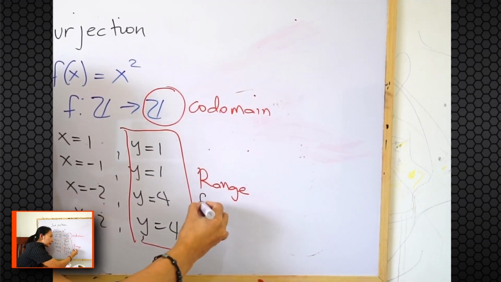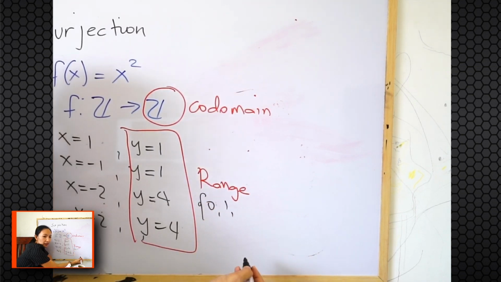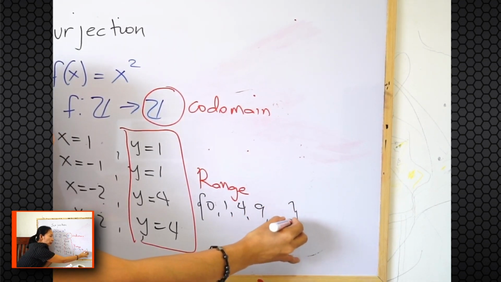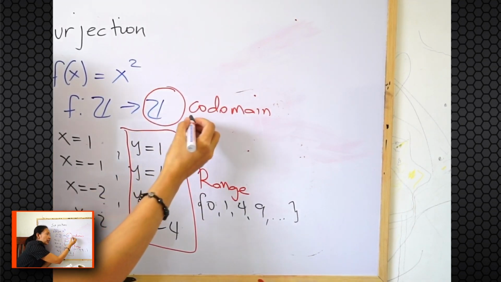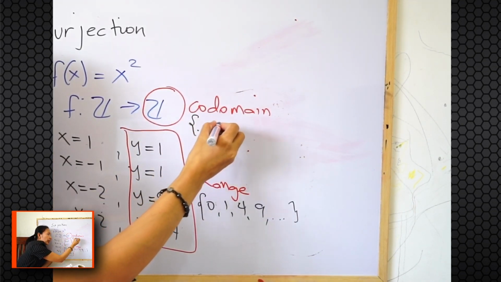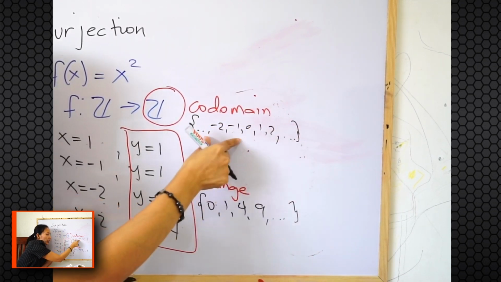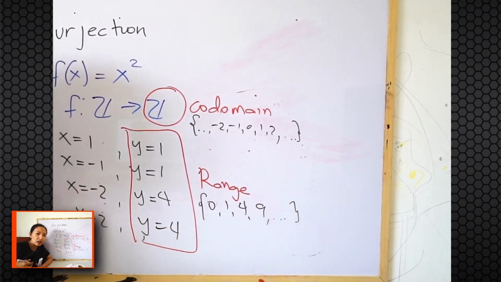Your range here would be 0, 1, not even 2. You can never have 2; you will never arrive at 2. So 1, 4, 9, and so on. Compare it to your Z, which includes negative 2, negative 1, 0, 1, 2. Obviously, comparing the codomain and the range, are they the same? Are they equal? No. So it's not a surjection.